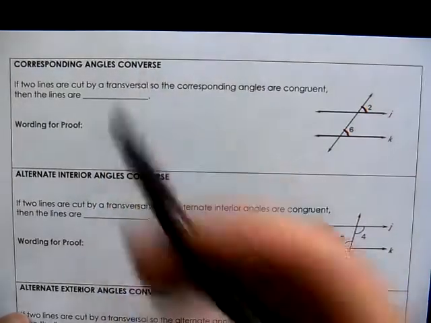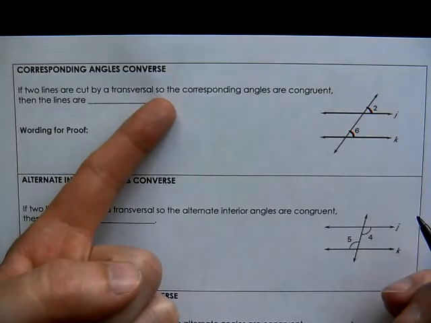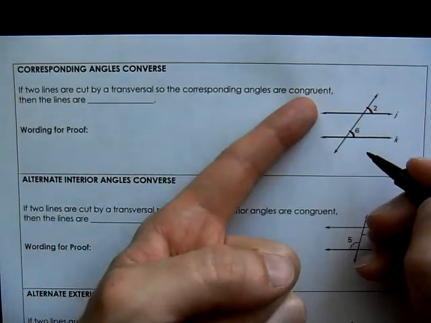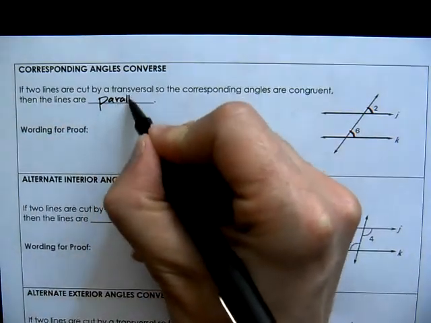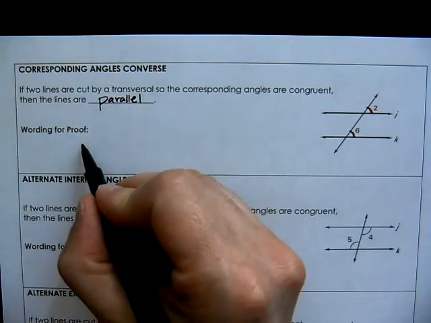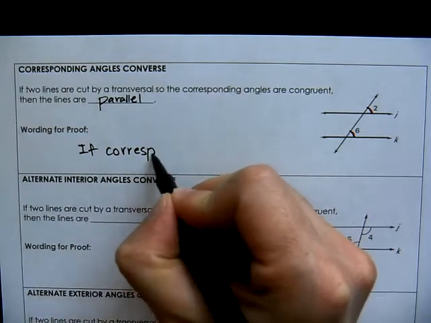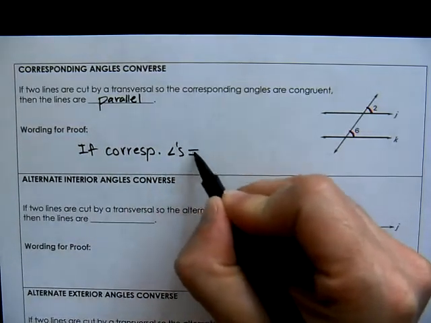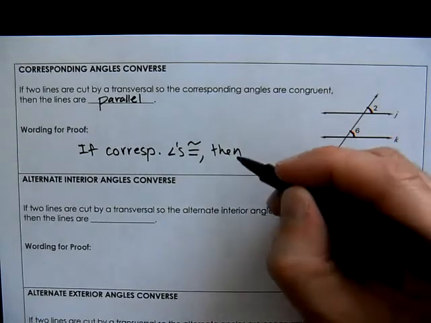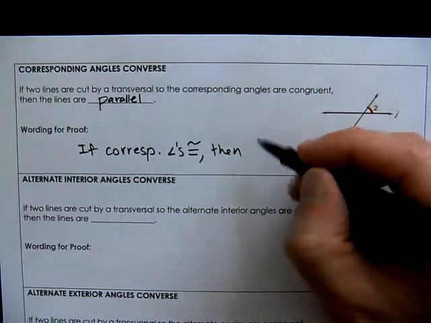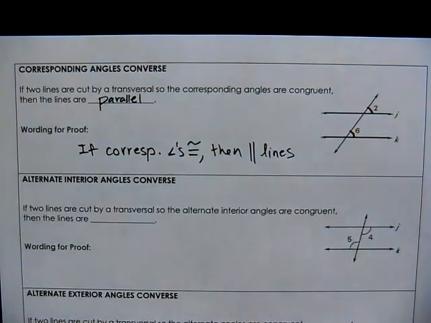So these are the converses of the four statements we just looked at. If two lines are cut by a transversal, so the corresponding angles are congruent, that's the if part, then the lines are parallel. So to word them for our proofs, as we abbreviate them, we're going to say if corresponding angles are congruent, comma, then, and you can either say then parallel lines or then lines parallel. The order doesn't really matter, but that's the key conclusion. Then the lines must be parallel.